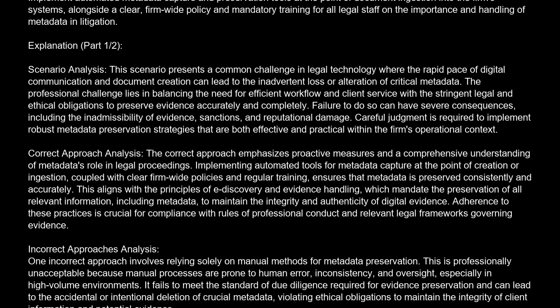Incorrect approaches analysis. One incorrect approach involves relying solely on manual methods for metadata preservation. This is professionally unacceptable because manual processes are prone to human error, inconsistency, and oversight, especially in high-volume environments. It fails to meet the standard of due diligence required for evidence preservation and can lead to the accidental or intentional deletion of crucial metadata, violating ethical obligations to maintain the integrity of client information and potential evidence.